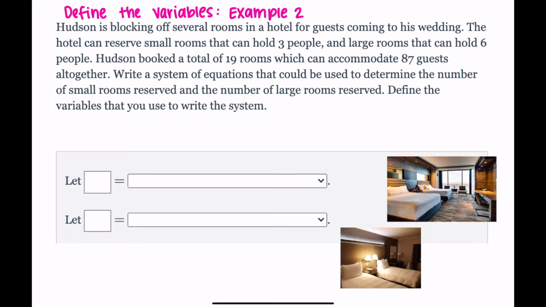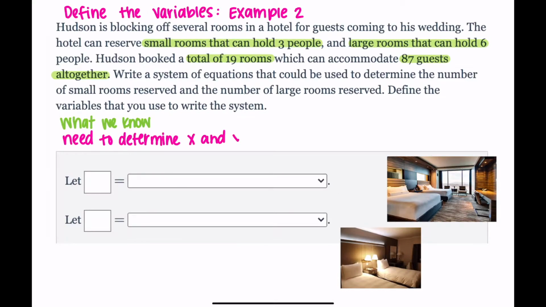So again, what we know is that small rooms can hold 3 people, large rooms hold 6 people. There are a total of 19 rooms. There are a total of 87 guests. What we need to determine is how many large rooms and how many small rooms. So we need to determine x and y.